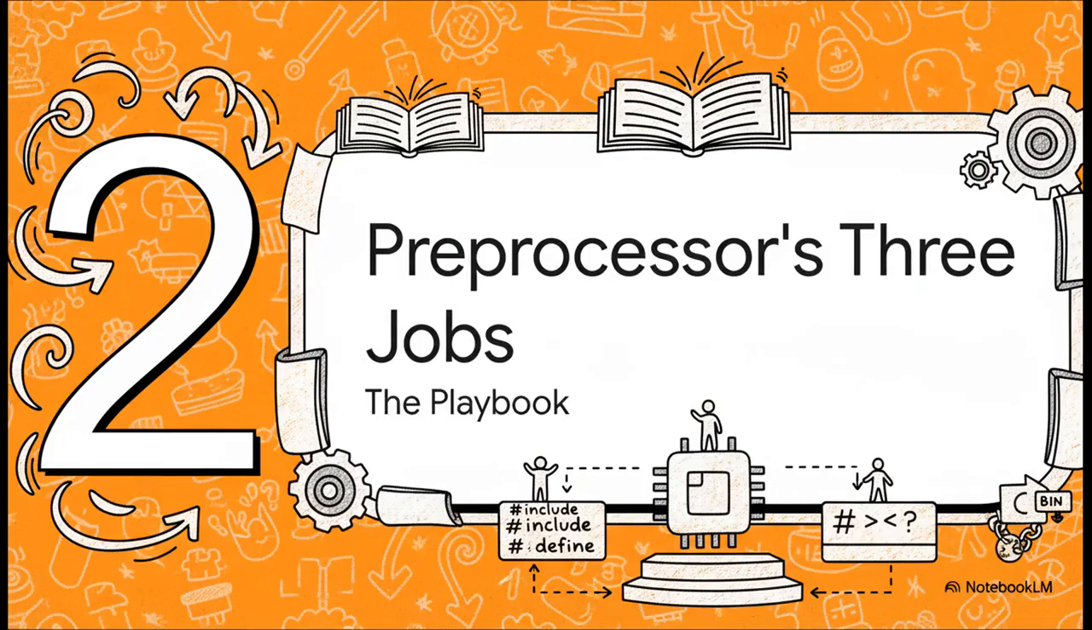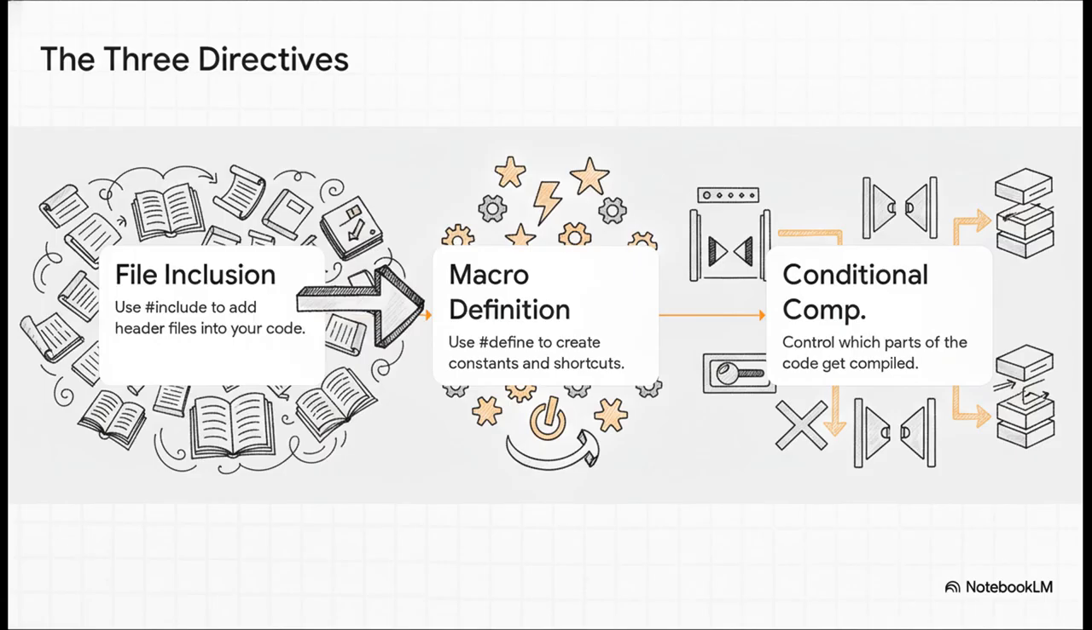So what does our stage manager actually do? Well, it pretty much has a playbook with three main jobs that are absolutely fundamental to how C programs get built. These three jobs are: 1. File inclusion, which is like gathering up all the different pages of the script. 2. Macro definition, which is like creating shortcuts or nicknames for things. And 3. Conditional compilation, which is like deciding which scenes are going to be in tonight's performance. So let's break these down one by one.